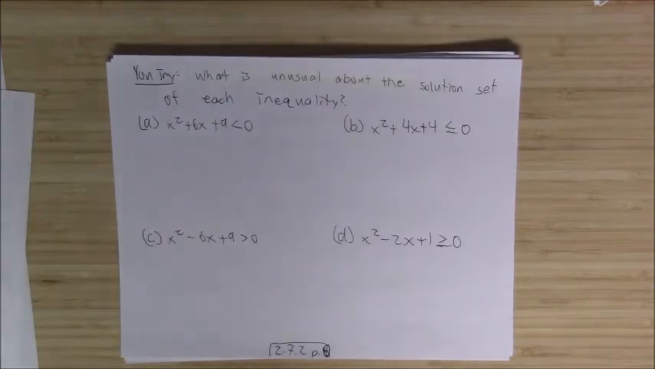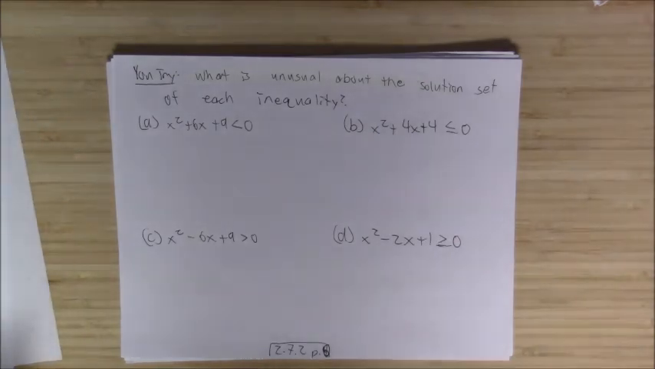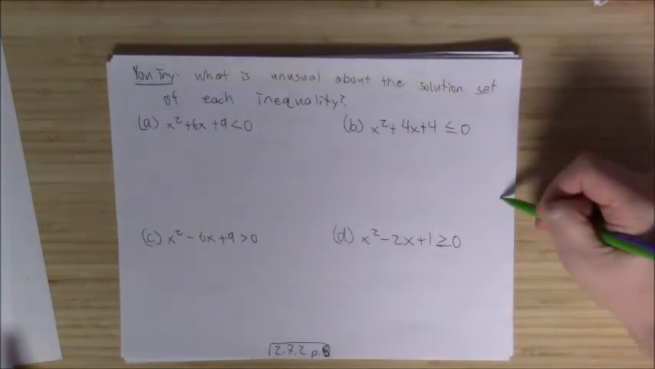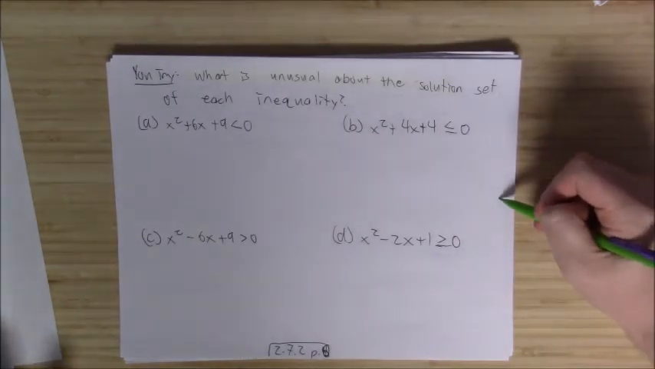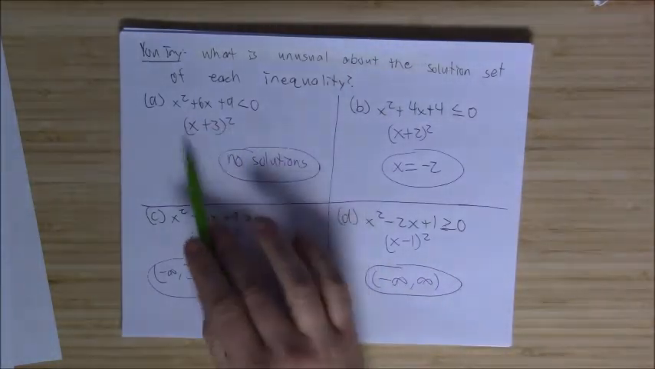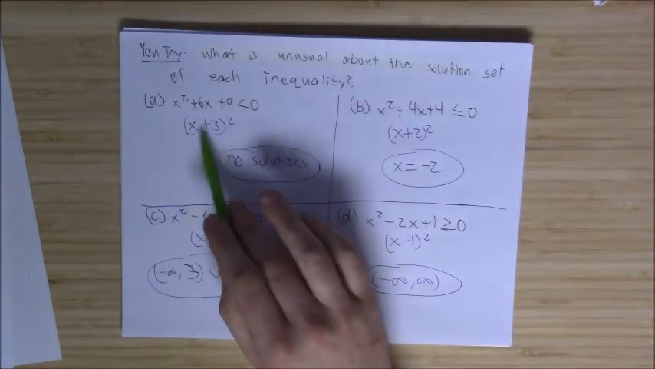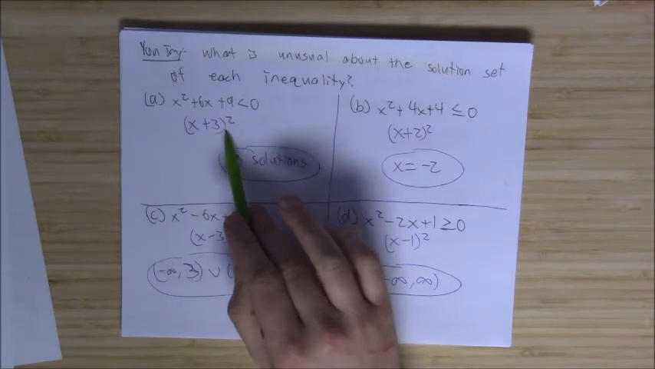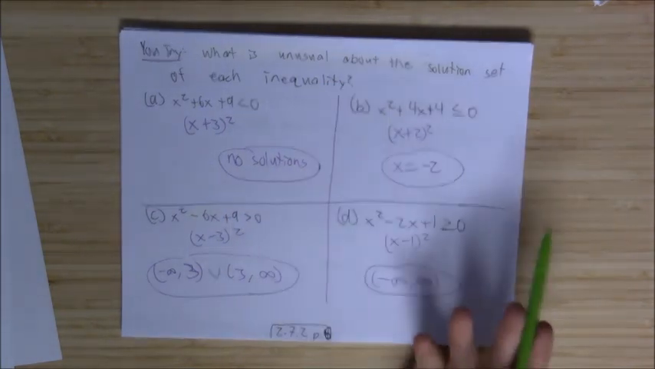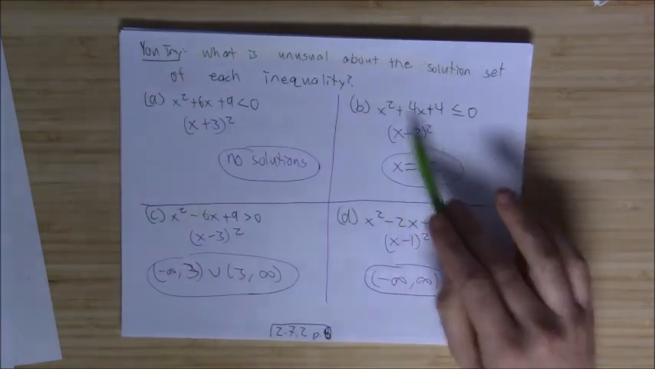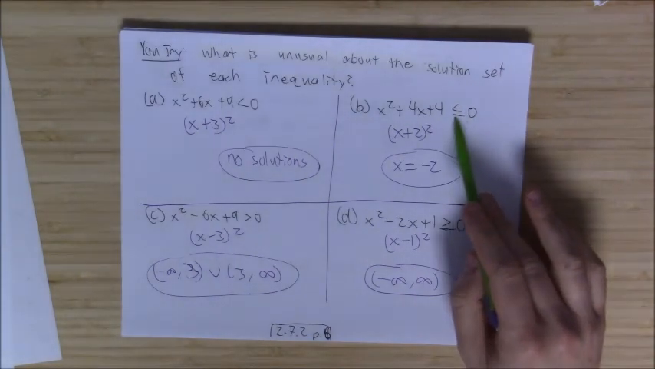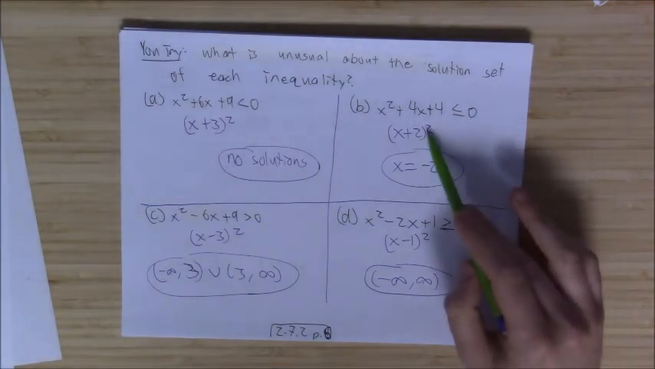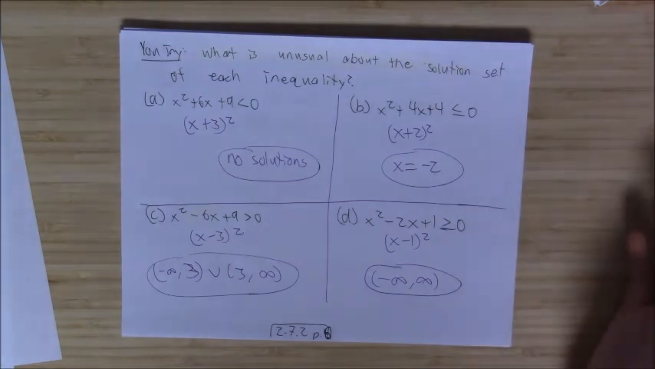And now it's time for you to try and figure out what's unusual about the following solution sets. So I'll go ahead and reveal the answer on the count of 3. 1, 2, 3. So here we see that because this is a perfect square, it's always positive, which means there's no solutions. This, because it's always positive, and we're wondering where it's less than or equal to 0, means it'll only work when it equals 0, which is when x equals -2.